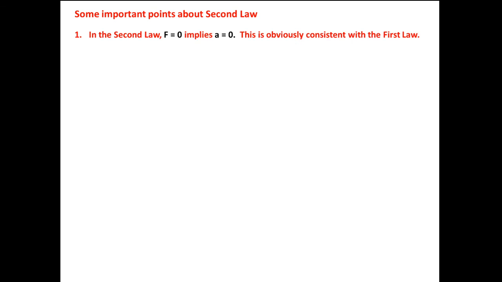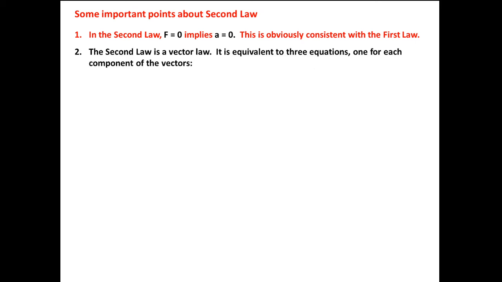Now some points we should note about the second law. If F equals 0, then a equals 0, meaning no acceleration. So what does it mean? If a body is at rest, it will remain at rest. If a body is in uniform motion, it will remain in uniform motion. So the second law is consistent with the first law. Also, it is a vector law, because F equals dp by dt or F equals mass into acceleration.